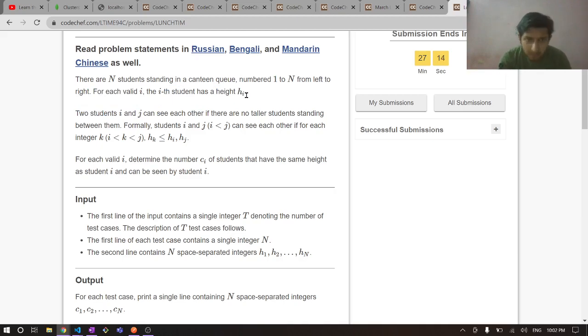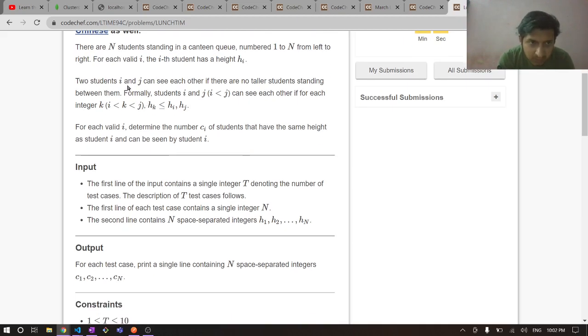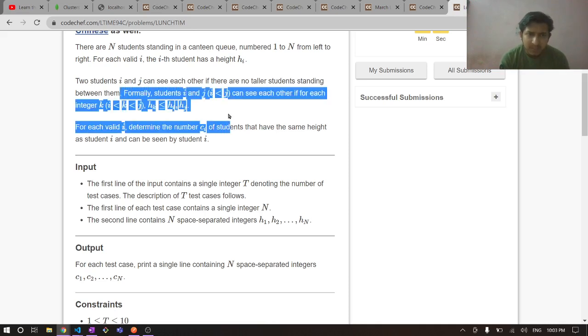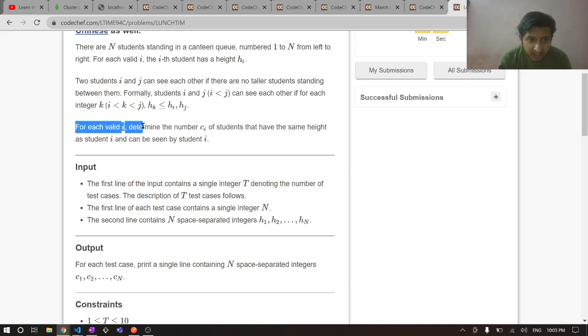Simple. And we have to tell, the condition is that two students at positions i and j can see each other if there is no taller student standing between them. No single taller student standing between them is the condition for two students to see each other. Now this is the formal statement for the same. Now for each i, we have to determine the count of students that have the same height and they can see each other.